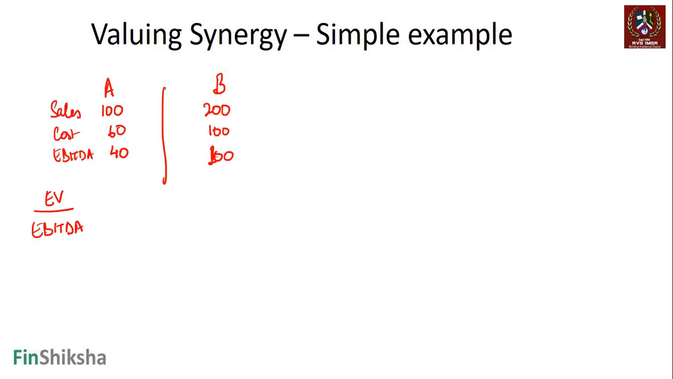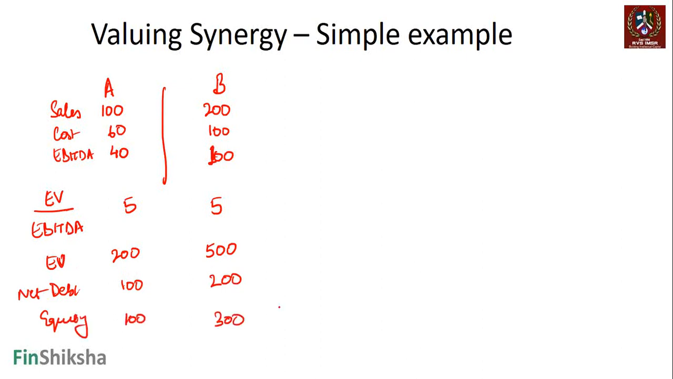Now let's say, for argument's sake, these two firms get a certain EV by EBITDA here. And let's say the EV by EBITDA is 5 times. So that gives a value of 200 here. That gives a value of 500 here. So that's the enterprise value to EBITDA. Let's assume the net debt of firm A is 100 and firm B is 200. So when you subtract the net debt from EV, you will get the equity value, right? So equity value is 100 here, that's 300 here.